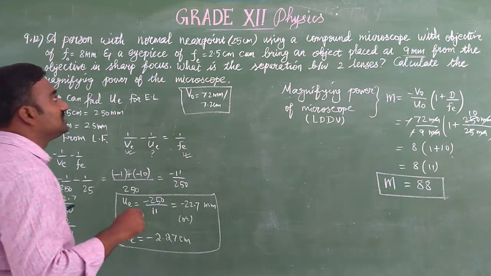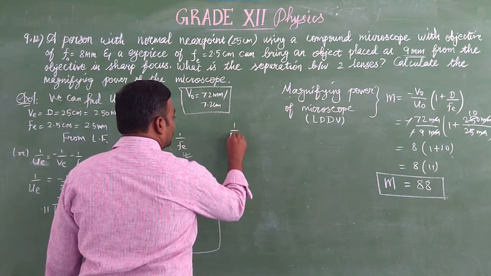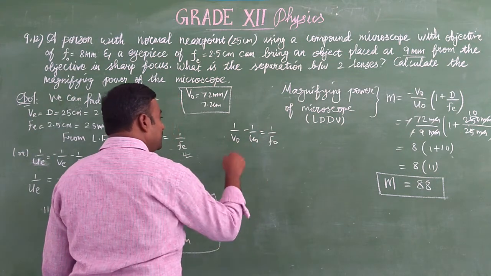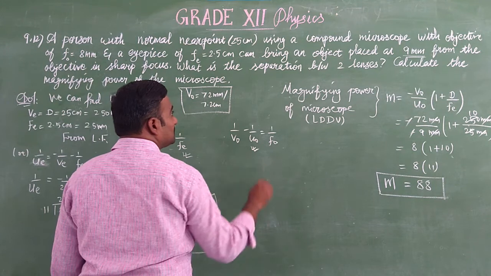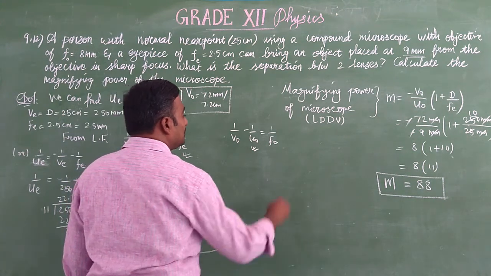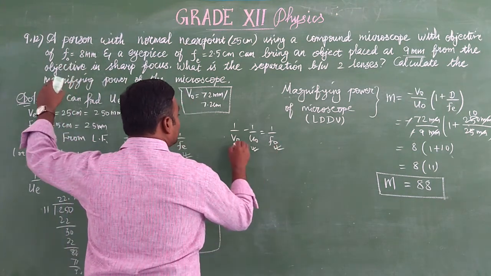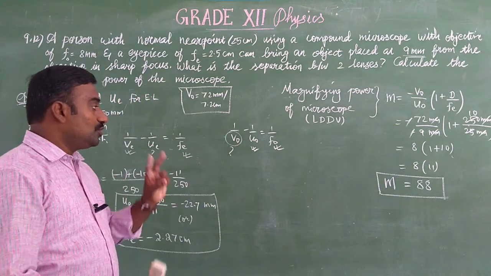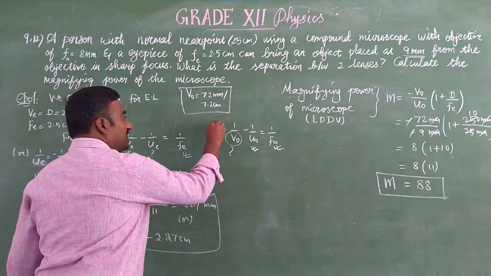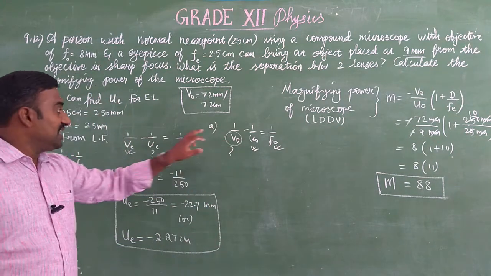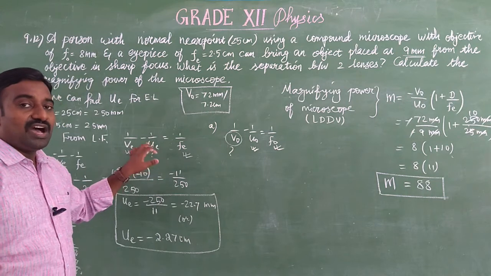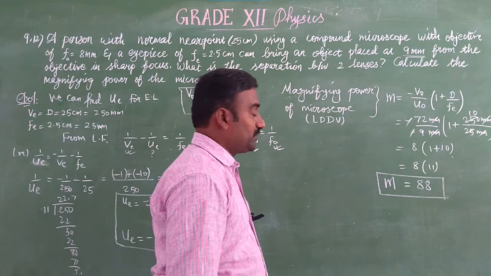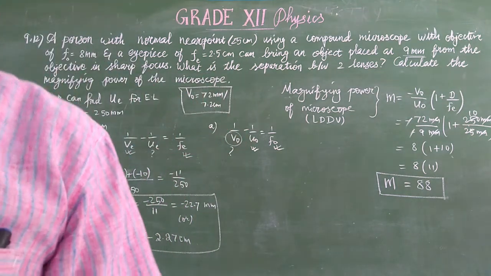In the previous case, we have 1 by V naught minus 1 by U naught equal to 1 by F naught. We have the object distance, that is 9 millimeter, and the focal length, so easily we can determine the image distance of the objective lens. So the first step is to determine the image distance of the objective lens. In the second step, determine the object distance of the eye lens. After that, the magnifying power of the microscope. Next, we are moving to the next sum.